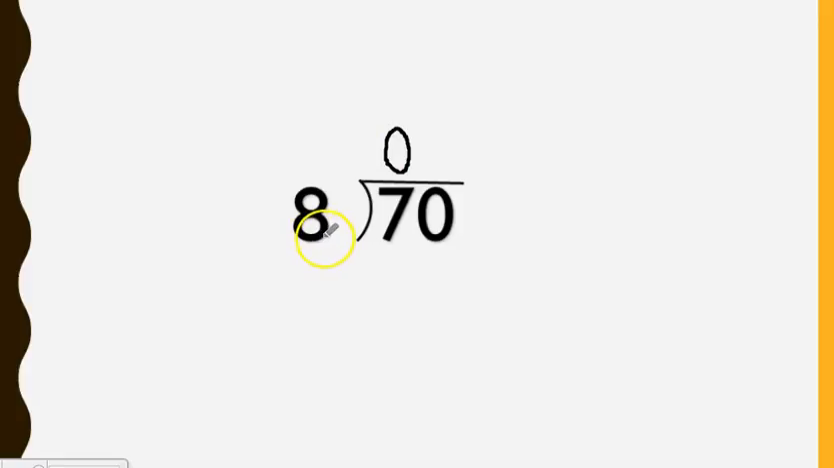Okay, so now I need to think, how many times does 8 go into 70? Now we're going to look at both digits. 8 goes into 70. You know what? I'm going to write my multiplication facts so I can find the number that gets me close to 70 without going over.